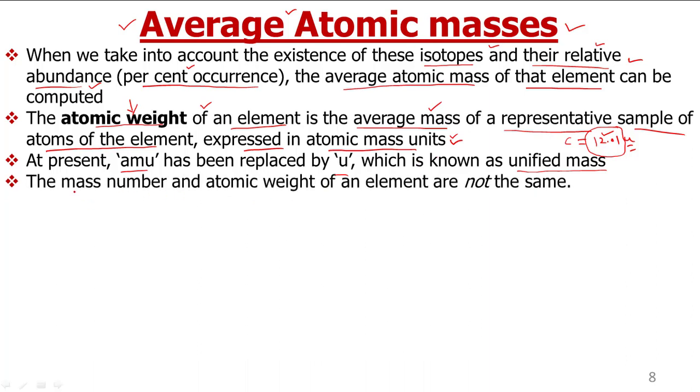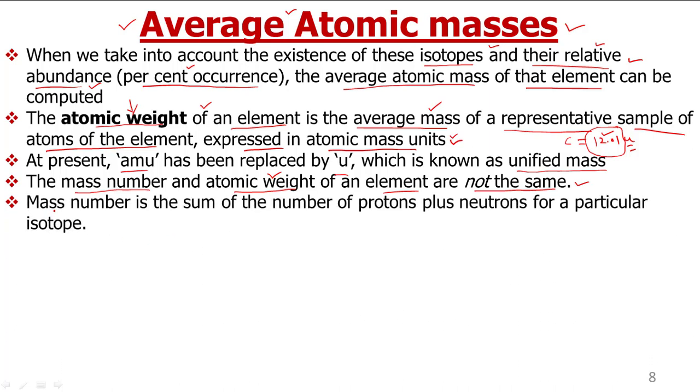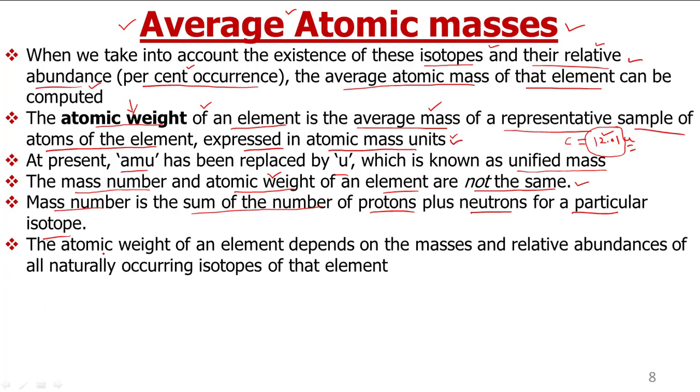From this we can say that the mass number and atomic weight of an element are not the same. These two are different things. Atomic weight means average atomic weight, whereas mass number is the sum of the number of protons plus neutrons for a particular isotope, whereas the atomic weight of an element depends upon the masses and relative abundance of all naturally occurring isotopes of that element.